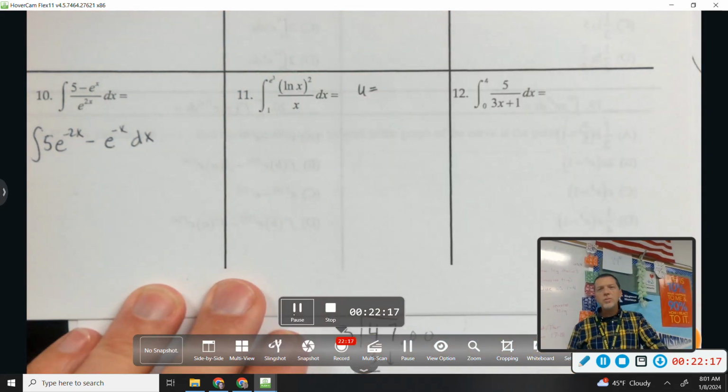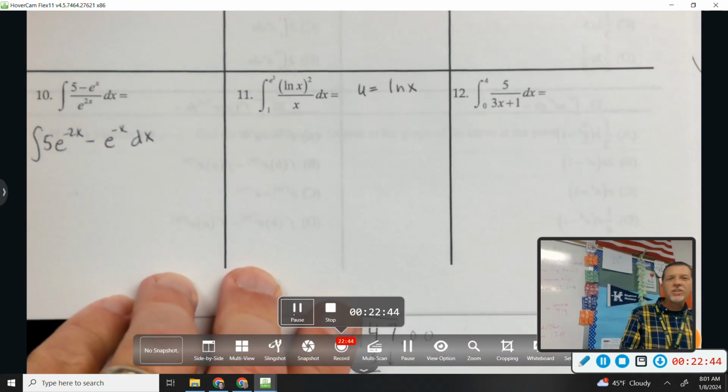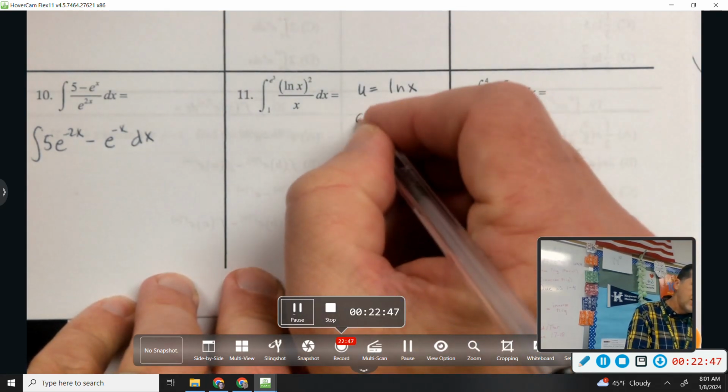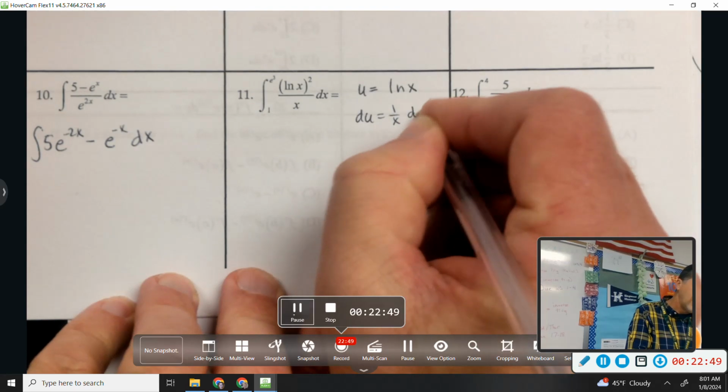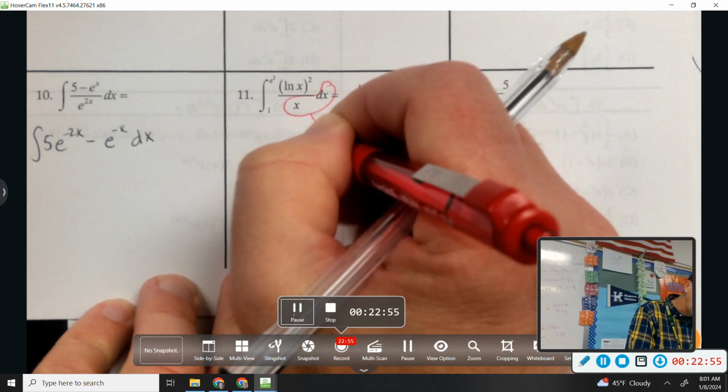Thoughts on what u should be so that du might show up? It's actually kind of similar to one we did from last worksheet at the very beginning of class. Ideas on what u should be so that du shows up. This is where you got to know your derivative rules so that you recognize what's going on. What's the derivative of natural log of x? 1 over x. So we got that. That's du right there.